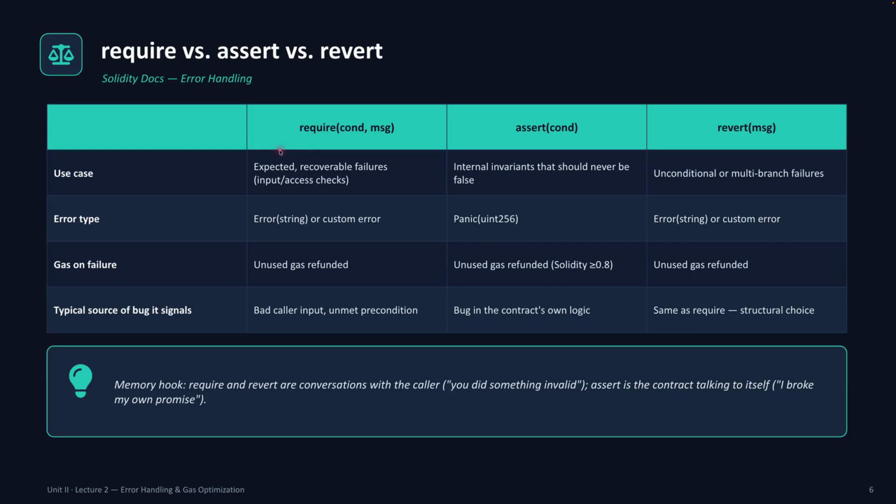What is the use case for require? Require is used for input or access checks. Assert is used for internal invariants that should never be false, and revert is for unconditional or multi-branch failures.